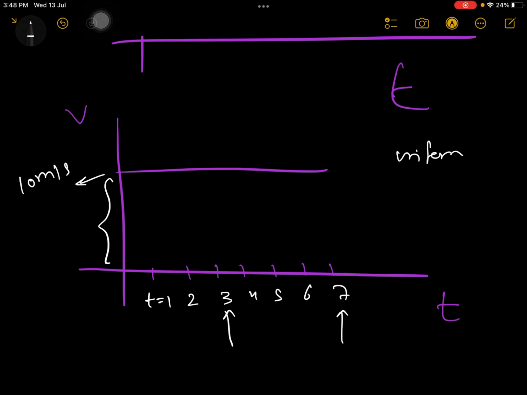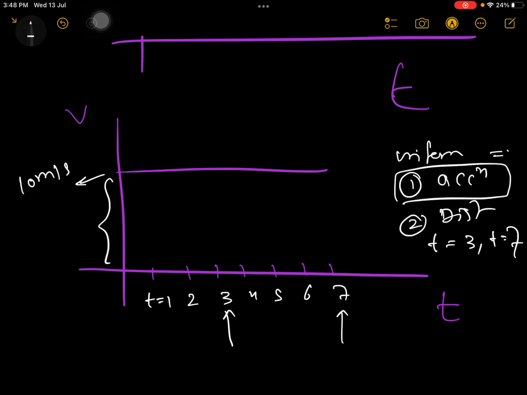So I can ask you two things. First thing, with the graph you tell me what is the acceleration. Next thing, what is the distance traveled between time t equal to 3 second to time t equal to 7 second. Two questions I can ask. So the acceleration part is totally clear, it is 0. Why? Because it is uniform motion. But how will you find out distance? In that case, remember, the area of the velocity time graph gives you distance.